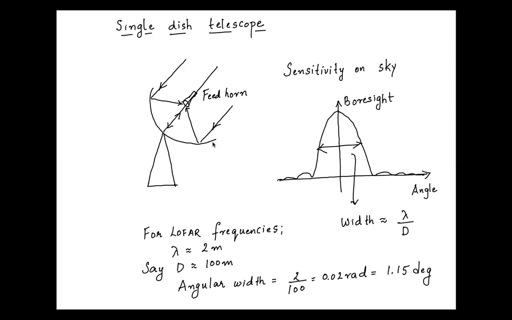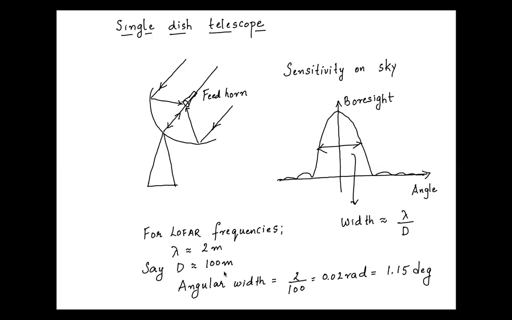So that's the diameter of the dish. Now that's an approximation. The exact value depends on a lot of different factors which are related to how exactly the feed is designed and the dish is designed. But it is approximately given by lambda by d. So lambda by d is an angle in radians, and if sources are separated by more than this angle, then you will be able to resolve the two sources. You can tell one apart from the other.